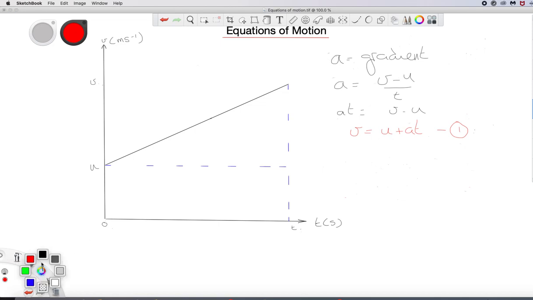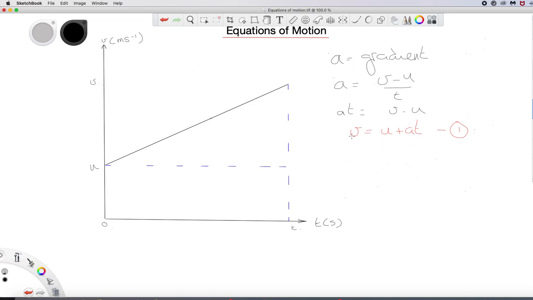The second equation that we can come up with, and what we're aiming for here really, is a set of equations which contain different sets of variables so that whatever variables we are given, we are able to work out the missing one. So here's one equation with v, u, a and t in it, but we don't have an equation yet that has the displacement, s, in it.